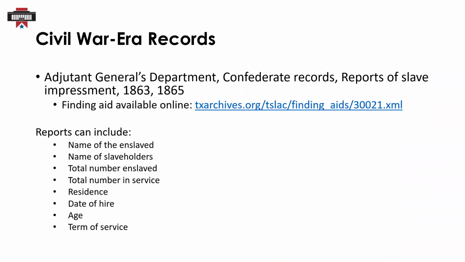Continue to move back in time to Civil War era records. It may be challenging to locate records for African Americans during this time period. One collection that may be helpful are the Adjutant General's Confederate records, specifically the records entitled Reports of Slave Impressment. These records consist of 2 reports of enslaved laborers being impressed during the Civil War, dated 1863 and 1865. These records are described in the online finding aid linked here.